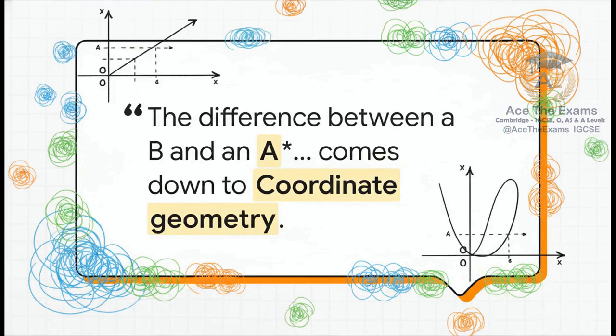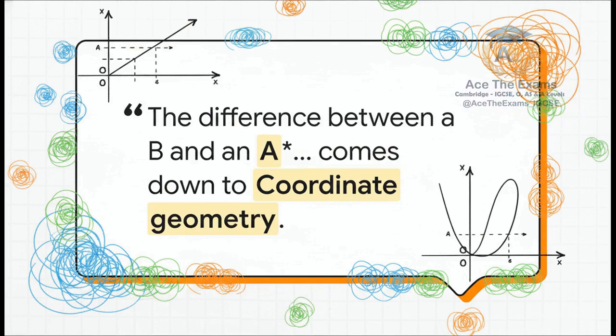Okay, let's dive right into this quote. The difference between a B and an A star in mathematics often comes down to how well you understand coordinate geometry. That is a serious statement, right? But it's directly inspired by exactly how the examiners build these papers. Mastering the straight line equation is absolutely crucial because it's the foundational language for so many other, way more complex concepts you're going to face later on. Think of it like the bedrock. If your foundation here is even a little bit shaky, well, everything built on top of it becomes exponentially harder.